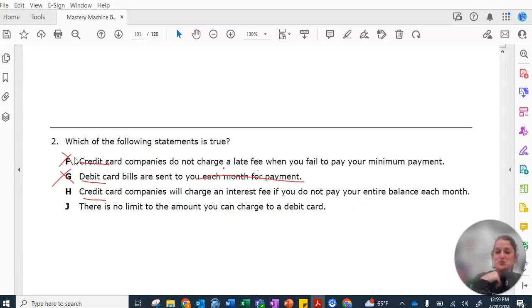So they want you to only pay the $25. Oh, it's okay, because that's how they make money off of your account. They charge you interest on what you still haven't paid back. That's a true statement. So that's our maybe. And last but not least, there's no limit to the amount that you can charge on a debit card. Yes, there is. If you only have $50 in your account, you are limited to only spending $50 because a debit card is not set up to loan you money you do not have. So our answer is H.